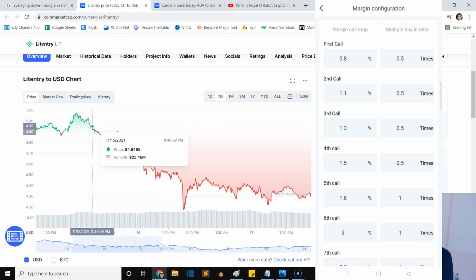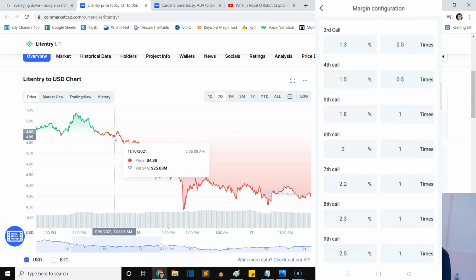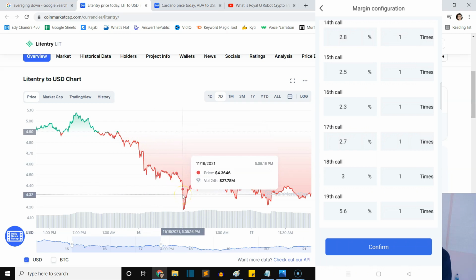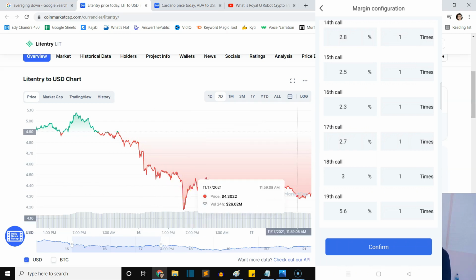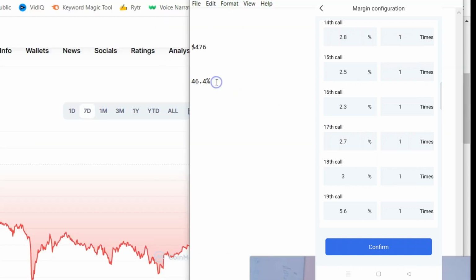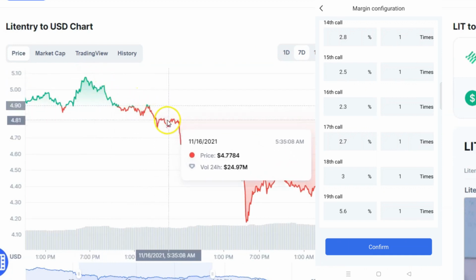And then let's say it drops another 1.3%, it dropped to here, and then it will buy again 0.5 times your first buy-in amount. And then if it drops again 1.8%, it will buy again. As you can see, it covers all the way down here, guys. In total, I've counted it. This is the defense mechanism that can cover up to 46.4% of the total market downtrend.